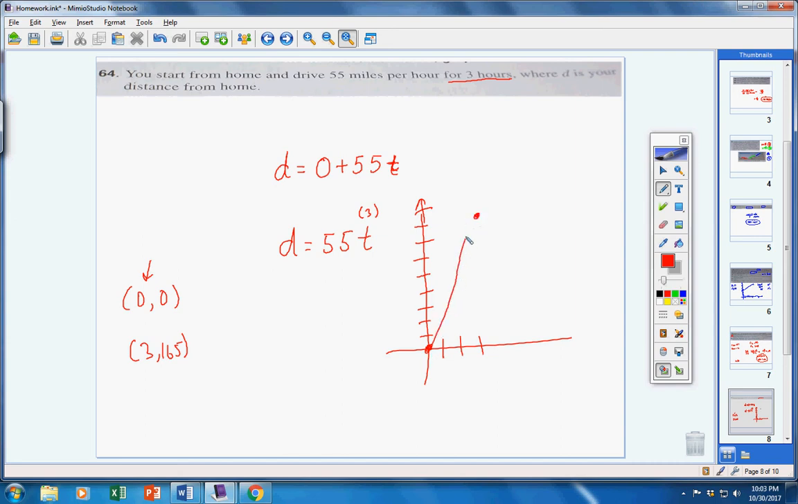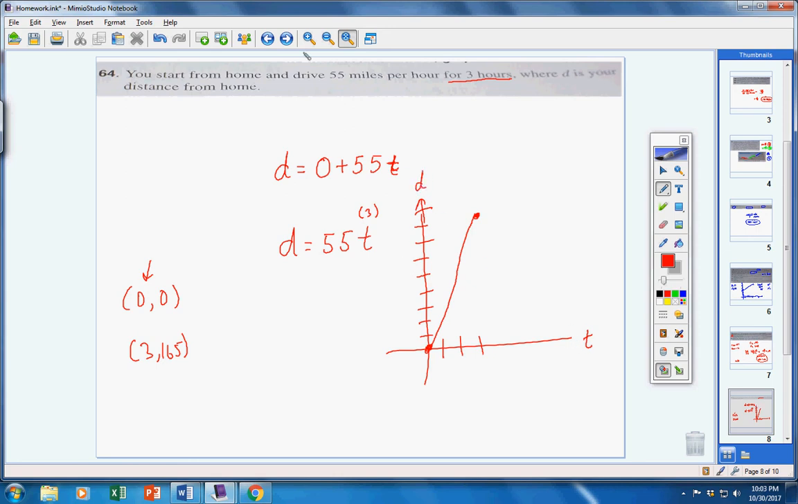You don't put arrows on the end. That's it. You just stop. You don't go like this, because it's a word problem, so you want to have it match the word problem. And there you go. You did it. So this graph shows you how far you are away from home based on time. This is your t-axis and this is your d-axis.